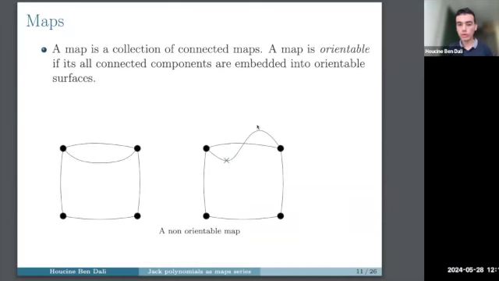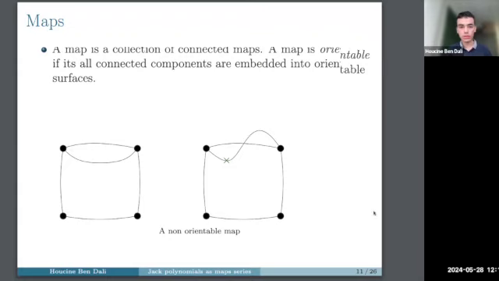So this was the definition of a connected map. More generally, a map is a collection of connected maps. And we will say that the map is orientable if all the connected components of the map are orientable. So for example, the map obtained by these two connected components is not orientable because it has one orientable connected component and the other component is not orientable.